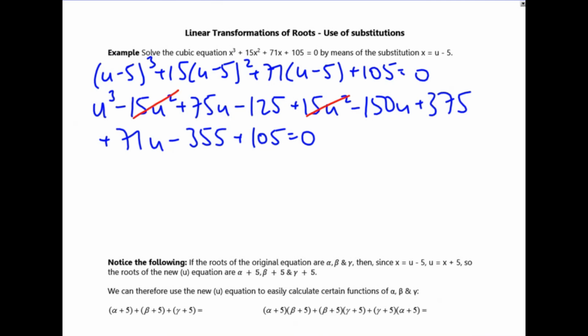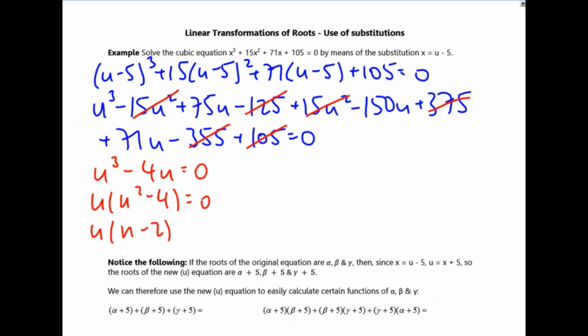Some of this stuff will cancel, so the u squared terms will cancel. If you add up all of the number terms, they will also cancel as well. So you're just left with u cubed. The u terms, you've got 75 plus 71, which gives you 146, but minus 150 gives you minus 4. These you can solve on your calculator if you must. Three solutions: u is 0, 2, or minus 2.